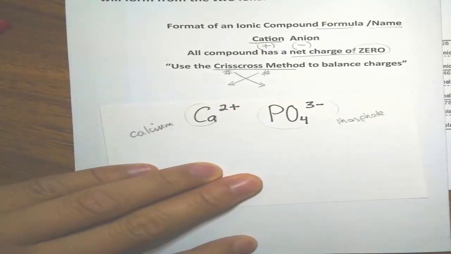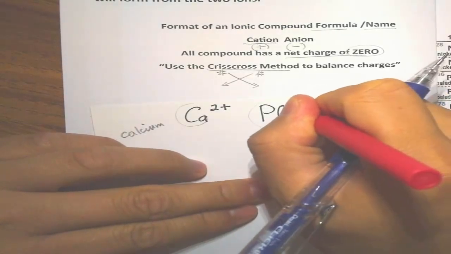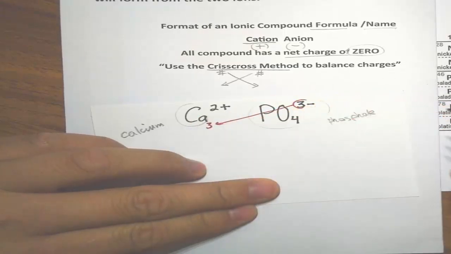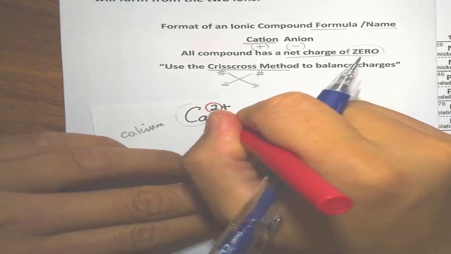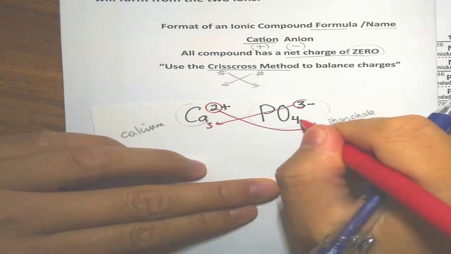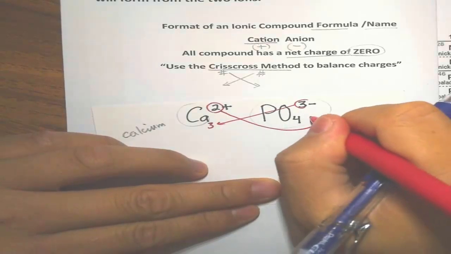Okay? And we use the same crisscross method, which we know this 3 is going to be crisscrossed and carried down to represent the number of calcium. So we have 3 calcium. Then this 2 is going to crisscross and carry down right here. But wait a minute, don't we have this number already? A 4 right there. What are we going to do? Are we going to have 2 numbers next to each other?